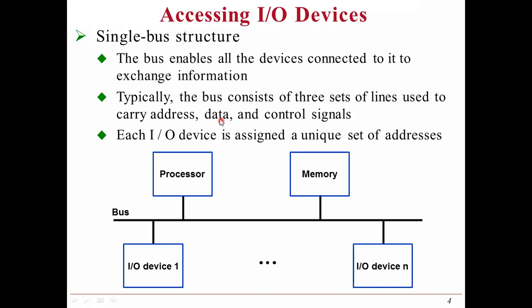Here, each I/O device is assigned a unique set of addresses. Here, we are connecting a number of I/O devices. So for each I/O device, we are giving some address. That is compulsorily unique. The addresses we give should all be unique for each I/O device. Okay?